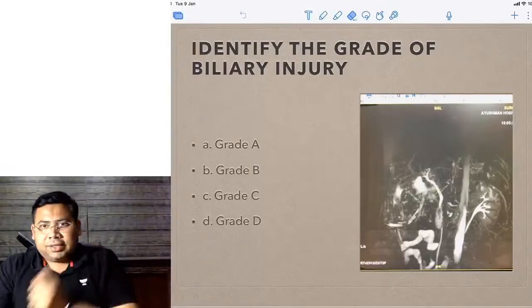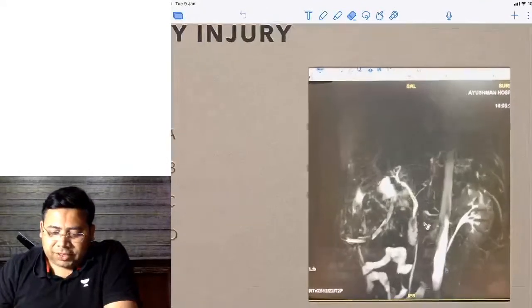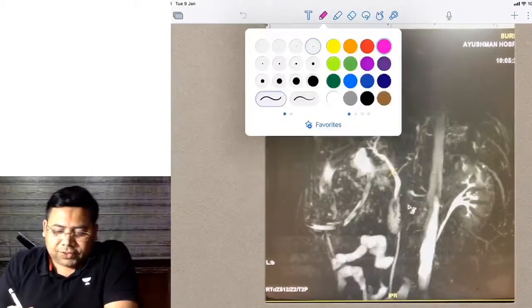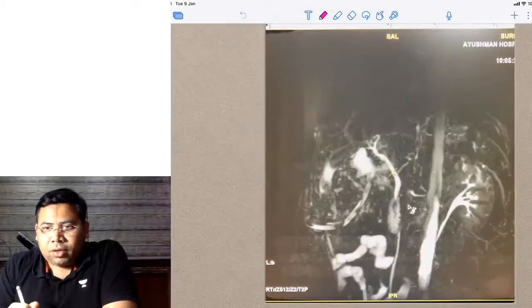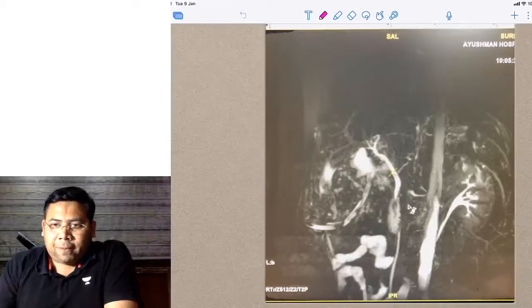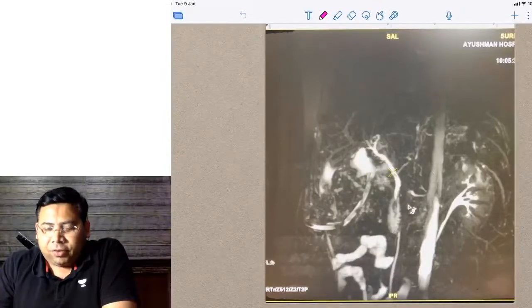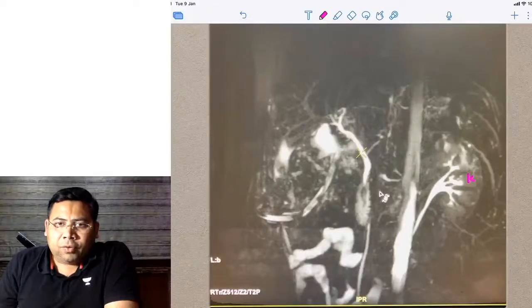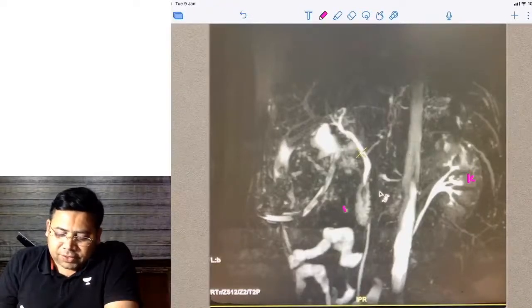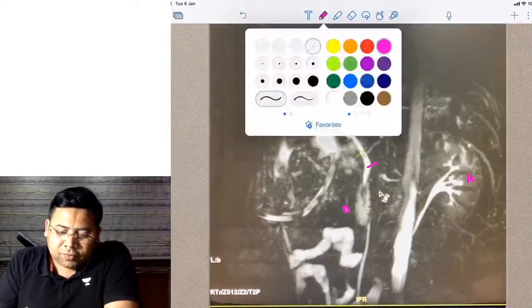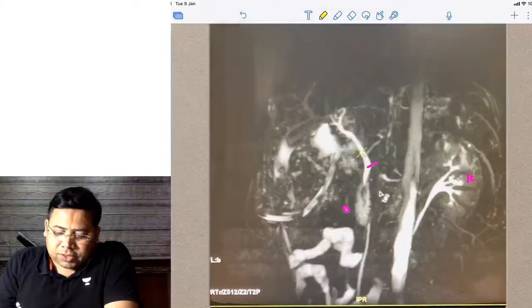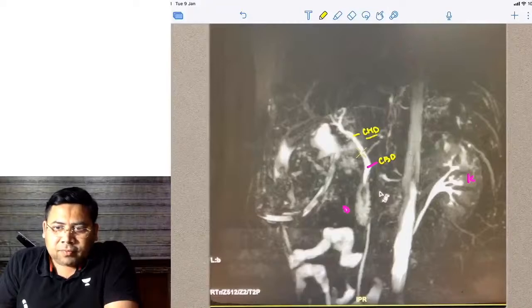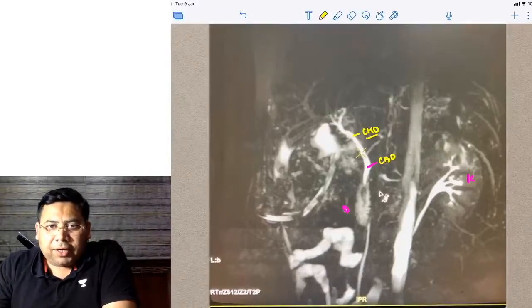So, what can you see in this? Let us first try to see the structures here. Amara, this is the first GI radiology part that we'll be discussing. This is the kidney. I hope you all can appreciate a kidney on this side. This is the duodenum. And this is your what? Bile duct. So this is the common bile duct. This is the common hepatic duct.